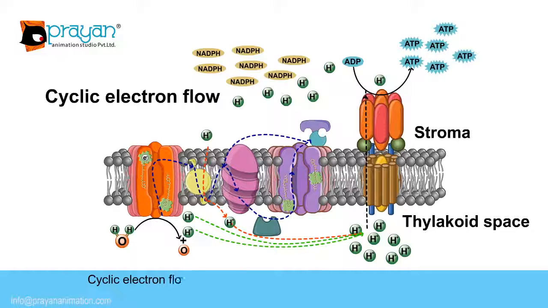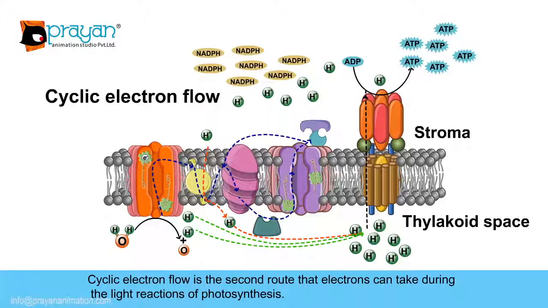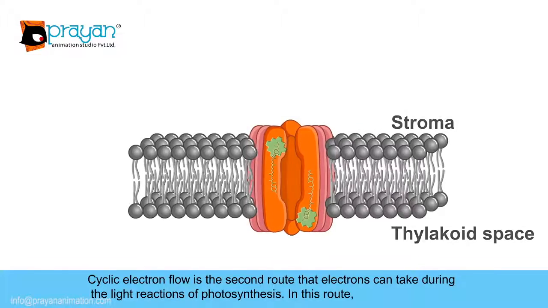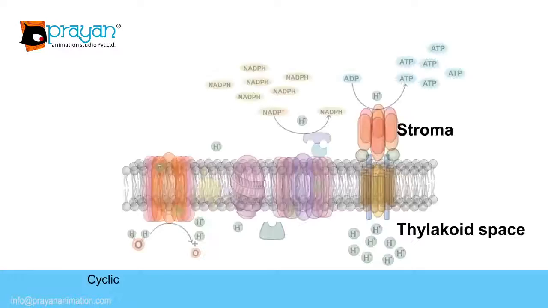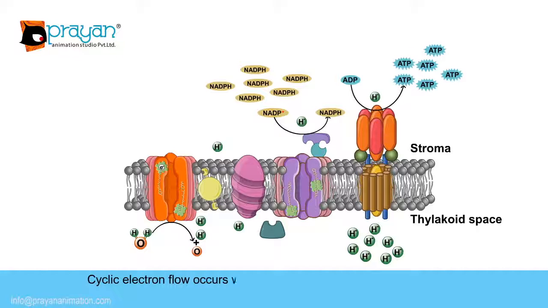Cyclic electron flow is the second route that electrons can take during the light reactions of photosynthesis. In this route, only P700 is used. Cyclic electron flow occurs when there is an accumulation of NADPH.